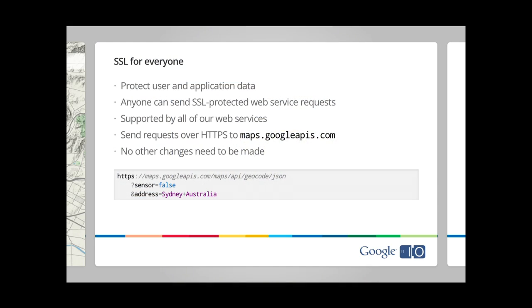Previously, this was a feature that was only available to Maps API Premier customers, but now everybody can use it. It's very easy. All you do is make sure you're sending your request to maps.googleapis.com and change your URLs to use HTTPS, and it's that simple. You don't need to make any other changes.